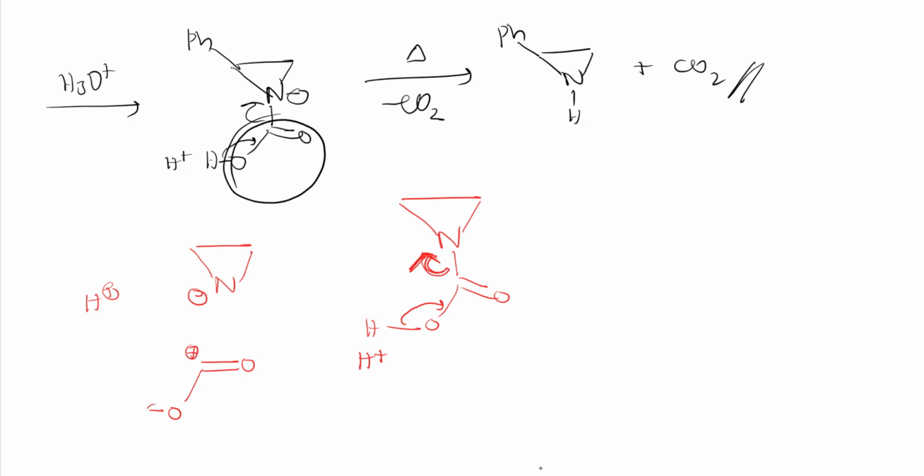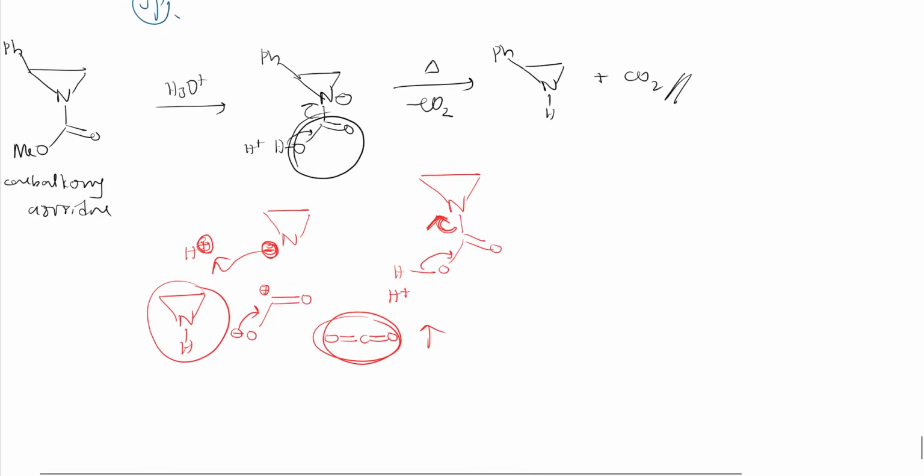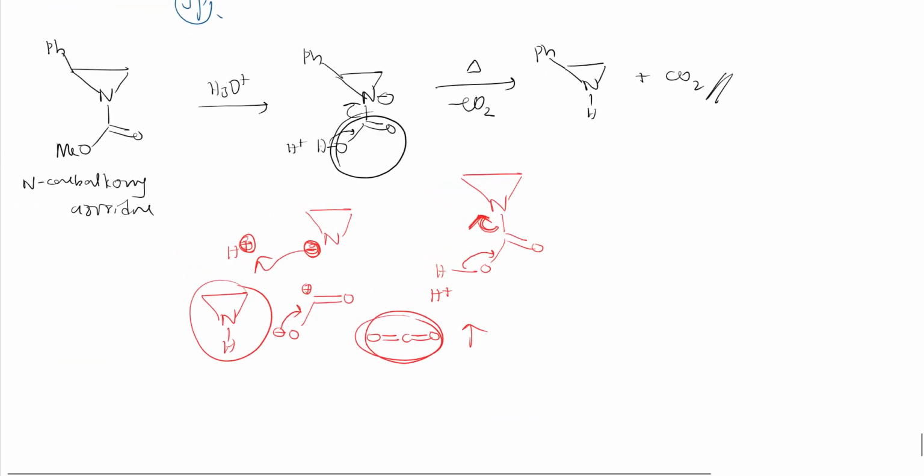So these both will combine to form carbon dioxide, C double bond O, right? So minus and positive combine, and it will form carbon dioxide. And it is a gas, and it goes to the atmosphere. And this N minus is there, right? That and H plus both will combine and form this aziridine, simple aziridine. Initially it was N-substituted, now it simply became aziridine. Right, so this is how it happened.